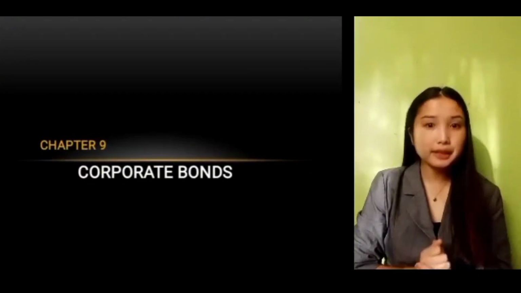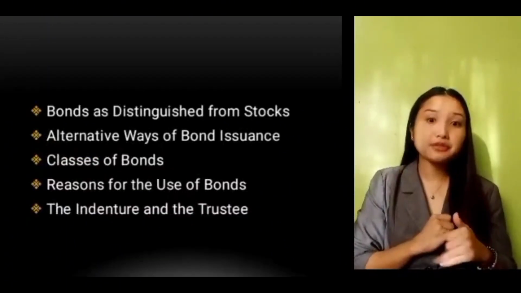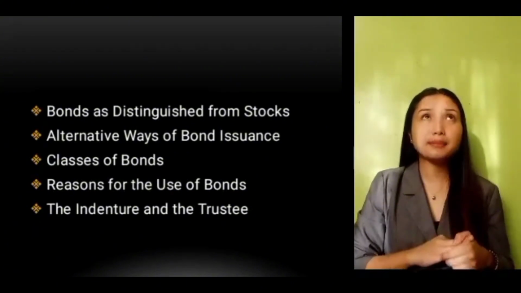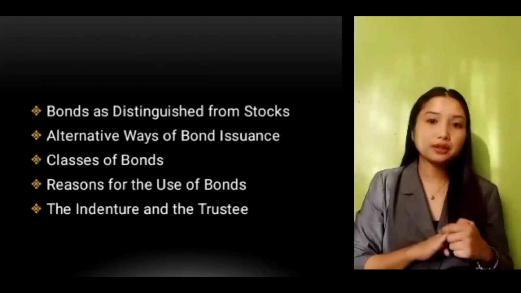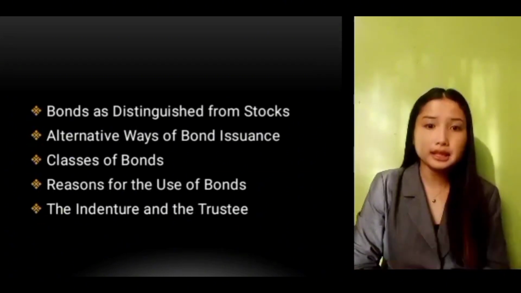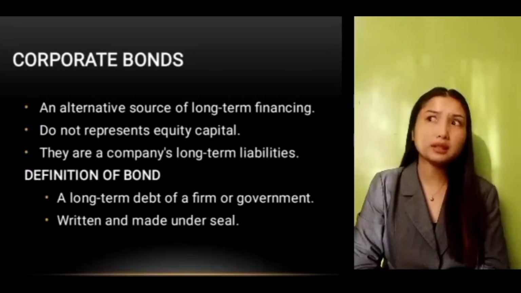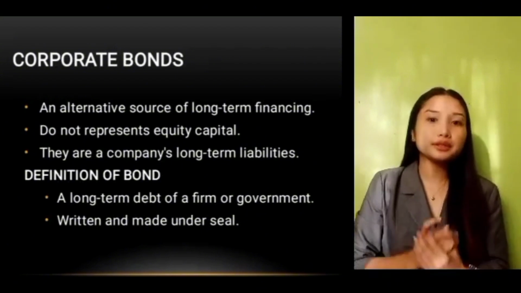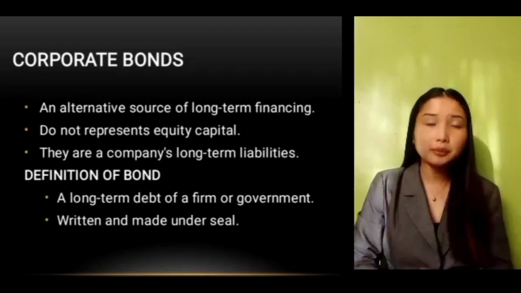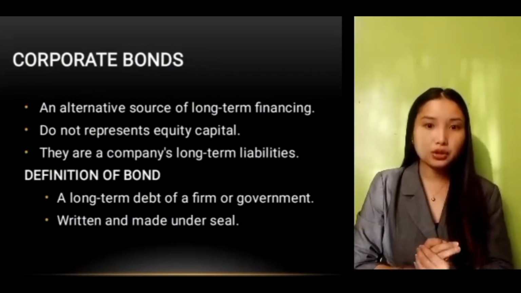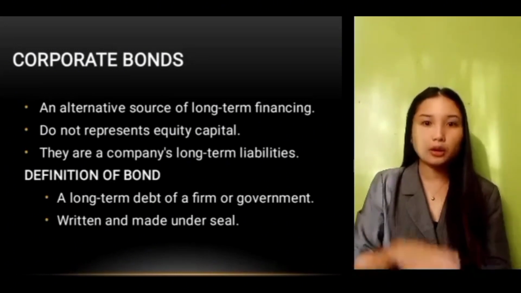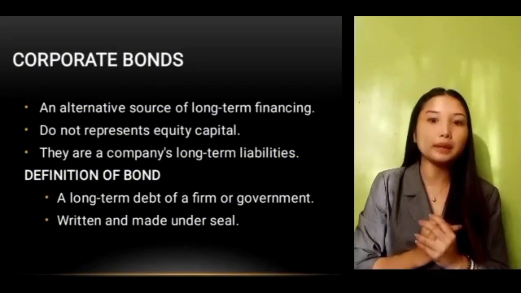This topic will help us know bonds as distinguished from stocks, alternative ways of bond issuance, classes of bonds, the reason for the use of bonds, and lastly, the indenture and the trustee. First, let's talk about what a corporate bond is. It is a long-term financing, and also a company's long-term liability, since a bond is a debt instrument. So it is a debt, that's why it is a company's liability. I will explain this further on the next slide, but first, let's talk about bonds.